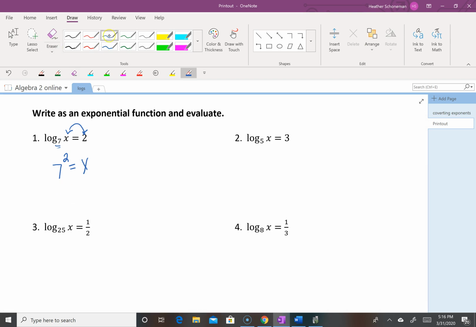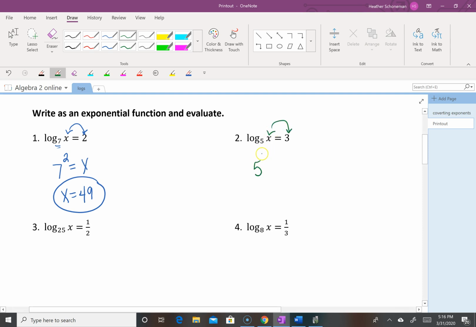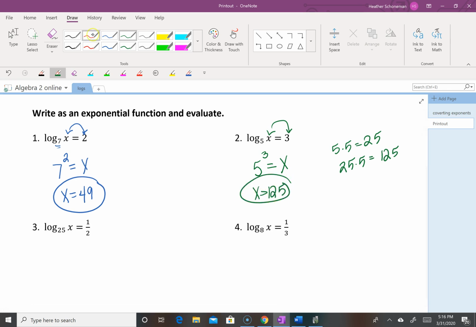X equals 49. That's it. All right, let's look at the second one. 5 is our base, so we're going to have 5. These two things switch, so it's 5 to the third equals x. Well, if I'm trying to evaluate that, 5 times 5 is 25, and 25 times 5 would be 125. So x is just 125.